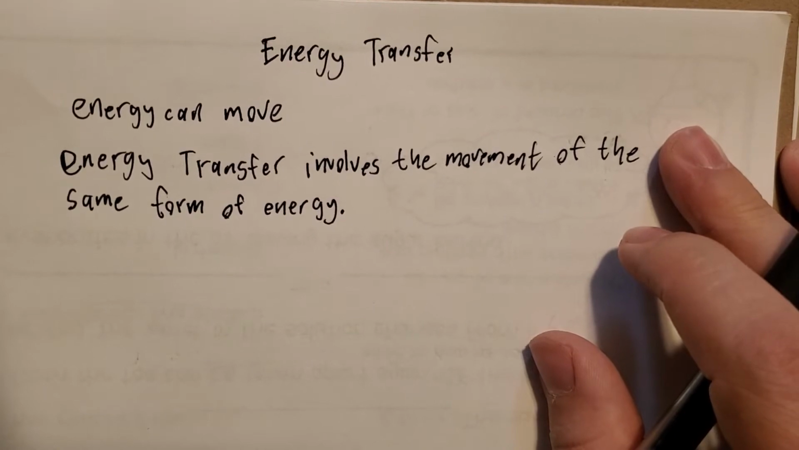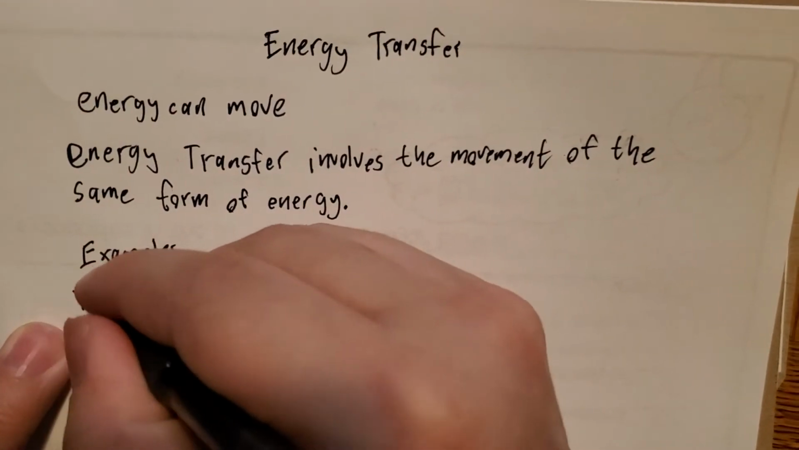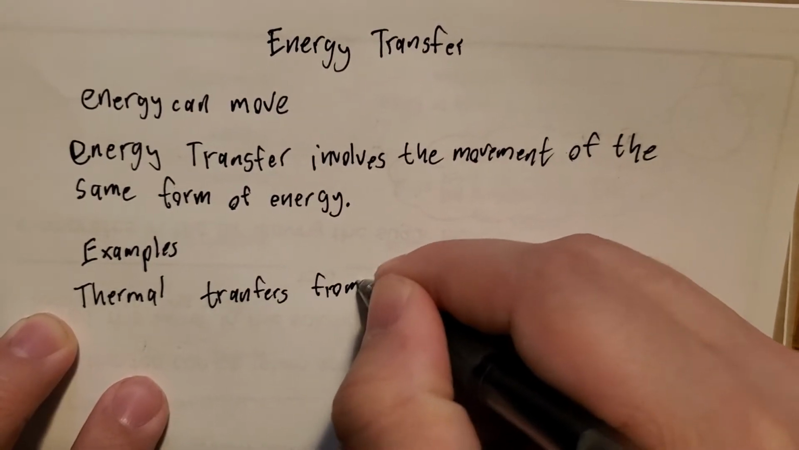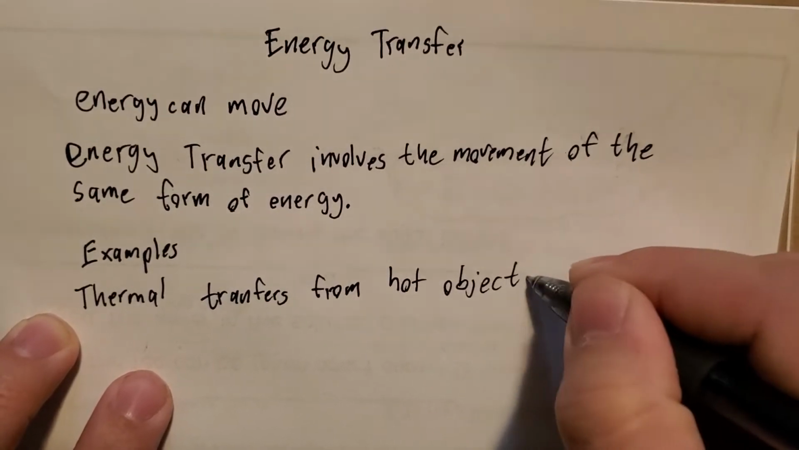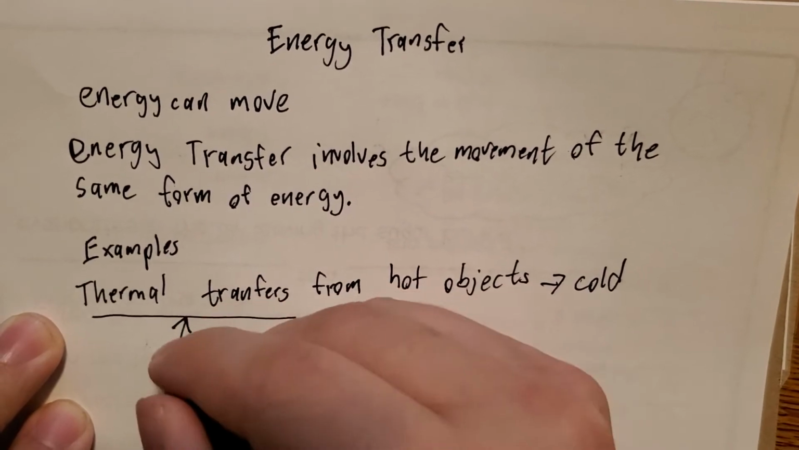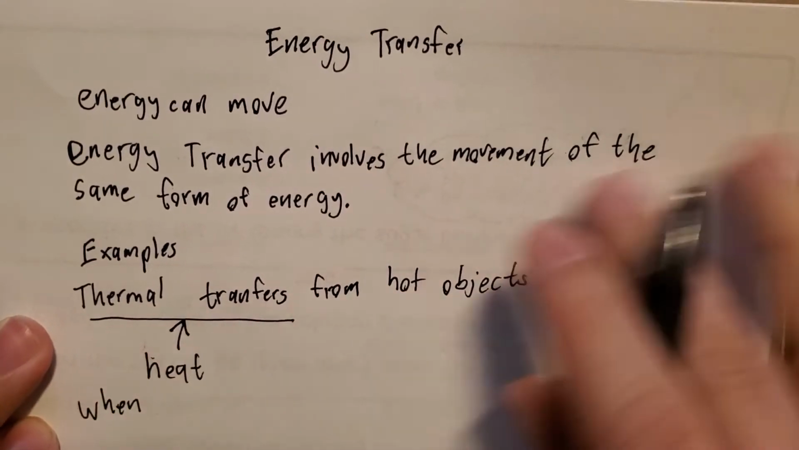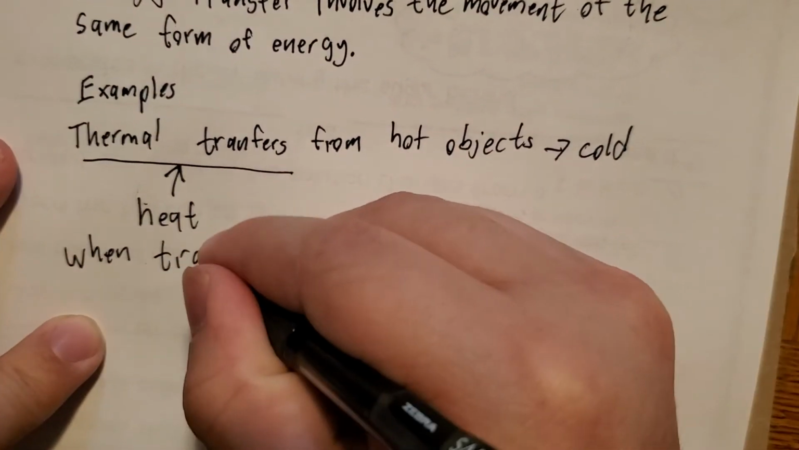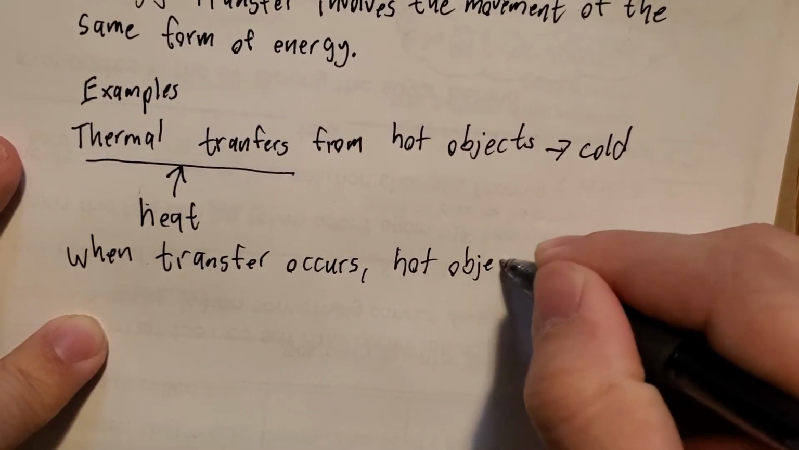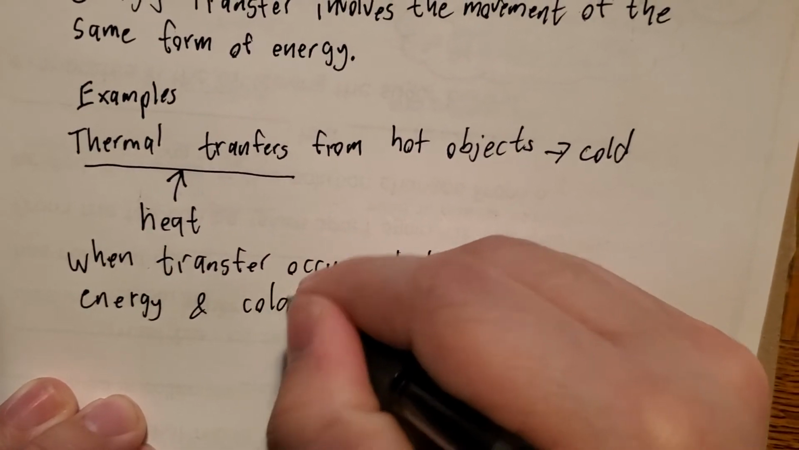Some examples would be with thermal. We talked about this one already. Thermal energy transfers from hot objects to cold ones. And this transfer is what we call heat. We've talked about this before. And when the transfer occurs, the hot object loses its thermal energy, and the cold object gains.